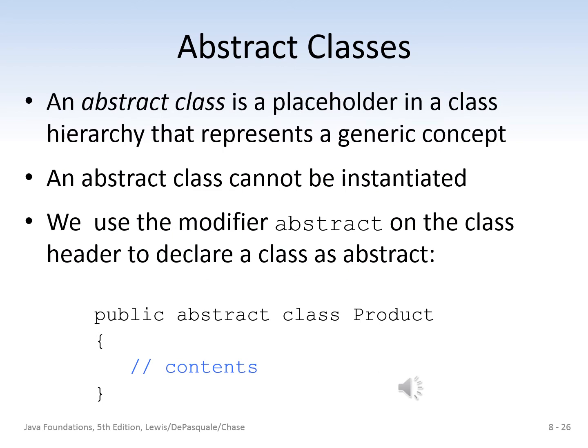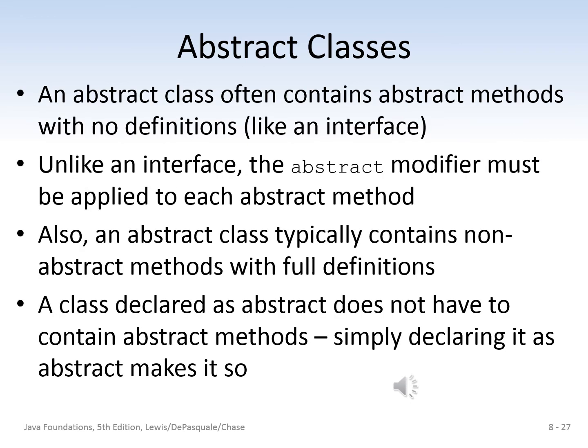Next, we move on to the concept of an abstract class. An abstract class is a placeholder in a class hierarchy that represents a generic concept. When a class is abstract, it cannot be instantiated. We use the modifier abstract on the class header to declare a class as abstract. An abstract class can contain abstract methods that have no definitions, just like an interface. But unlike an interface, the abstract modifier must be applied to each abstract method.